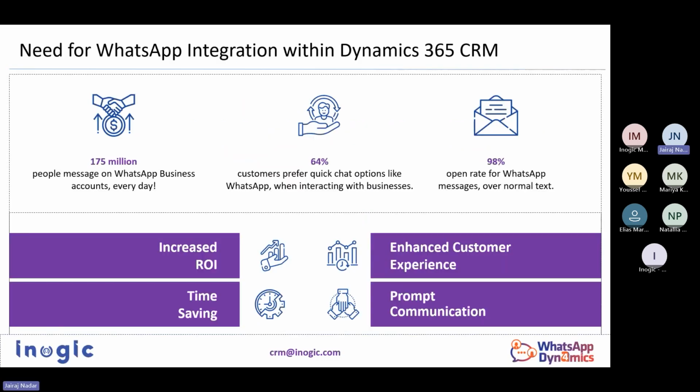So these are the stats that we have got from the current world trend and scenario. According to the survey, 64% of customers prefer companies that have text messaging as an option for communicating, where they prefer quick chat options like WhatsApp while interacting with businesses. And 175 million people are on WhatsApp business accounts.